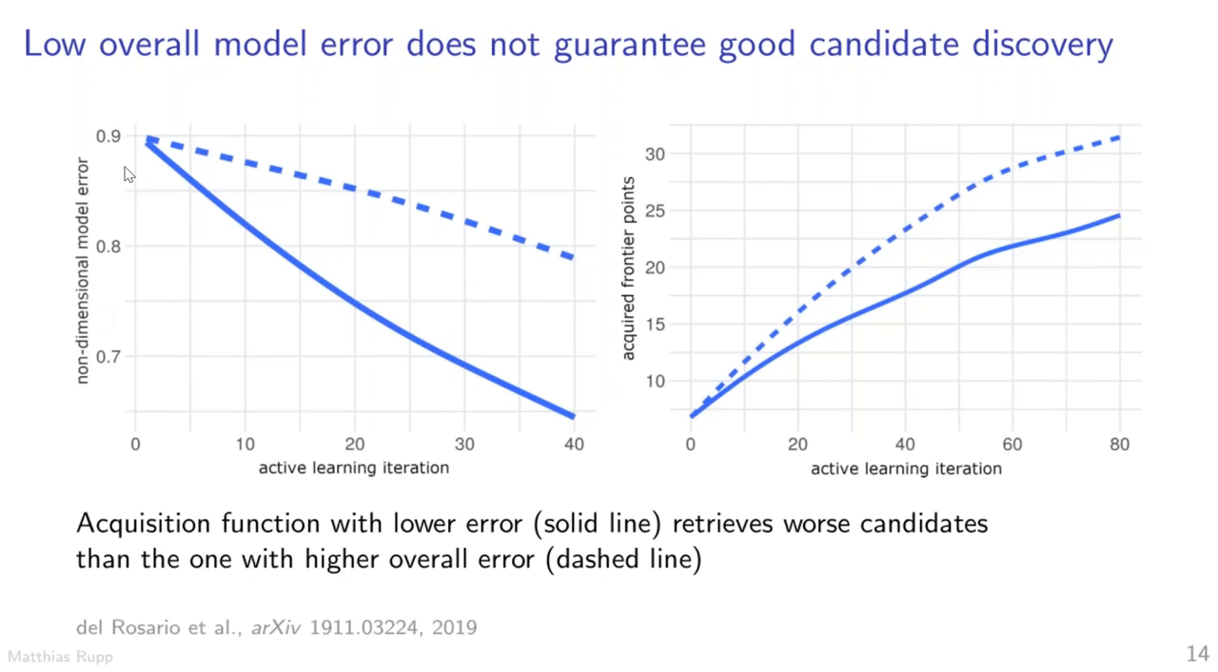The solid blue model clearly has lower error. You might say that this is the better model, but it's actually less effective at finding points beyond the predefined frontier.